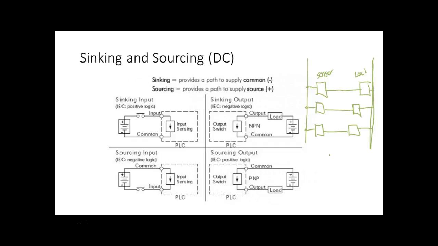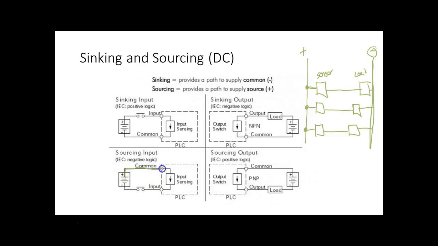Now what's on the left, the positive or the negative? Whatever you want. And that's where we get into sinking and sourcing. So if I put this plus, and this minus, then this guy right here is running a positive common. That makes sense. This guy over here is looking at a negative common. That makes sense. Okay. So that would be this guy right here.